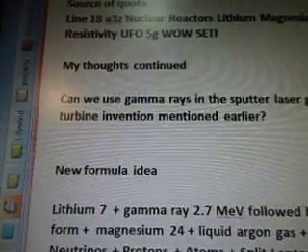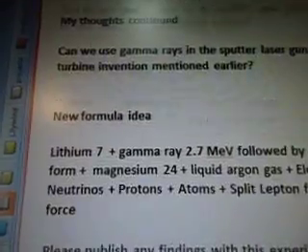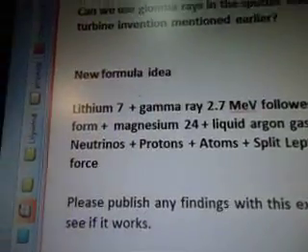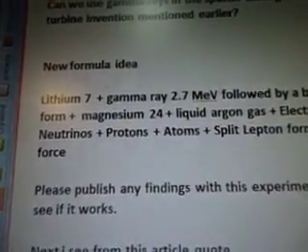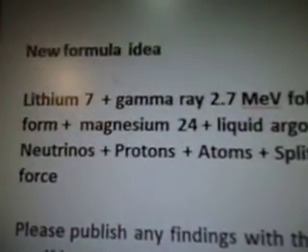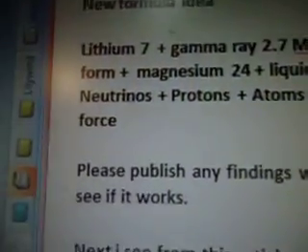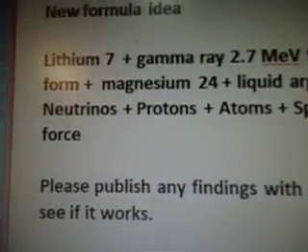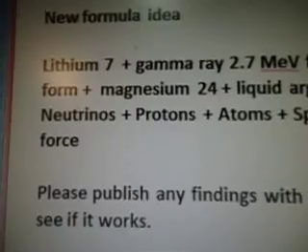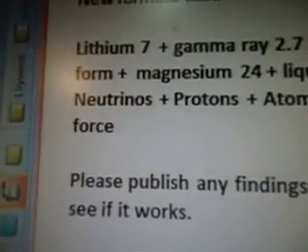My thoughts continue. Can we use gamma rays in the sputter laser gun or the turbine invention mentioned earlier? New formula idea: lithium-7 plus the gamma ray 2.7 MeV followed by a beta decay to form magnesium-24 plus liquid argon gas plus electron neutrinos. Yes, I changed the name. Instead of just neutrinos, I actually did one that can take a charge.